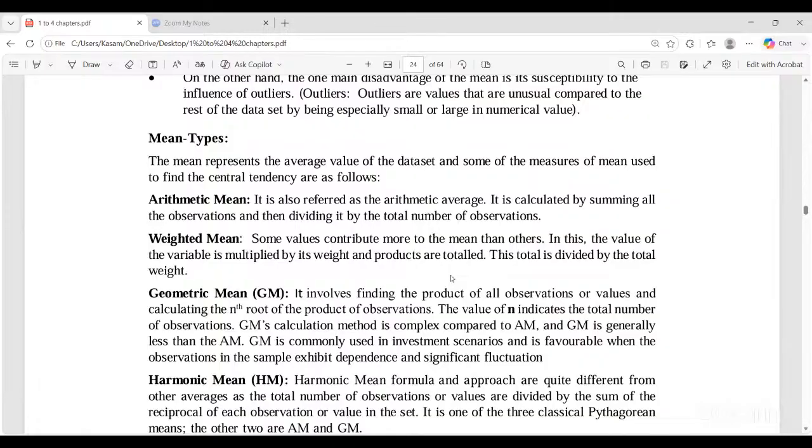It is also referred to as the arithmetic average. It is calculated by summing all the observations and dividing by the total number. Weighted mean: some values contribute more to the mean than others. In this, each value or variable is multiplied by its weight, and the sum of the products is divided by the total weight.